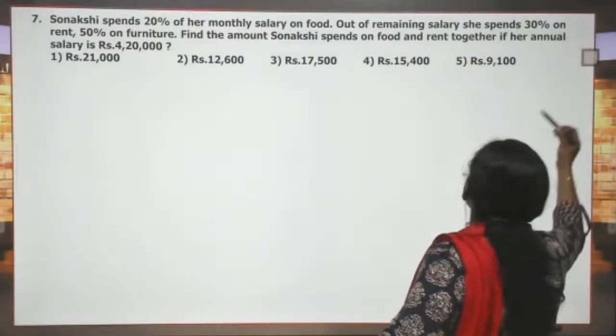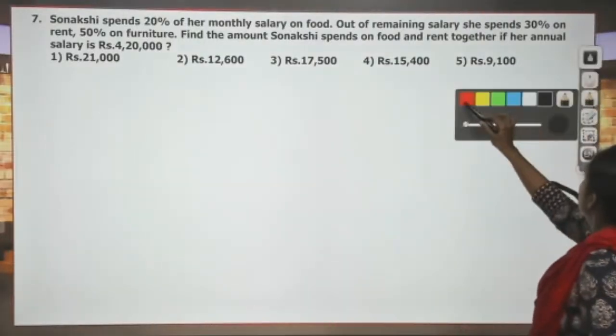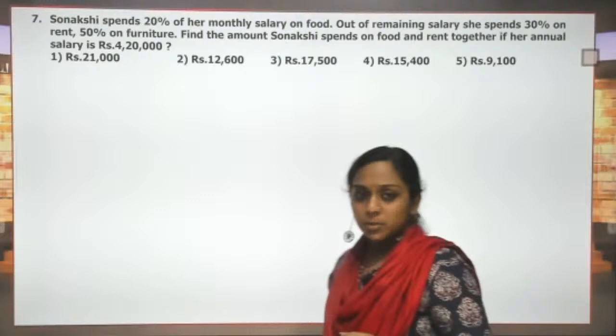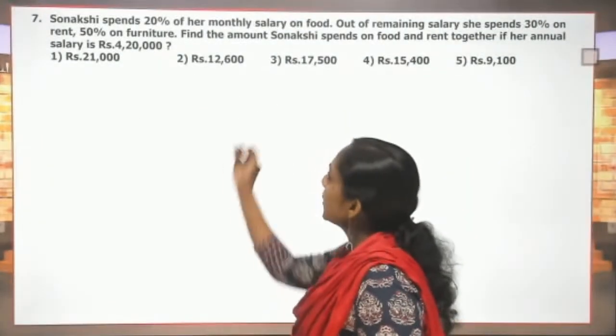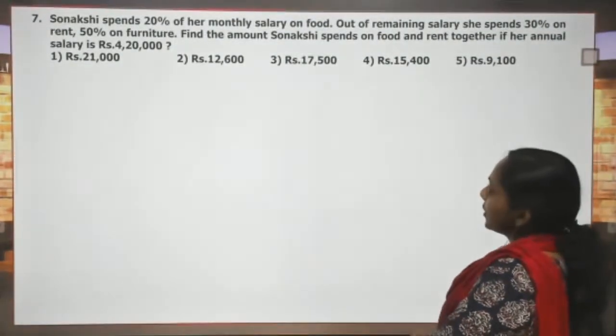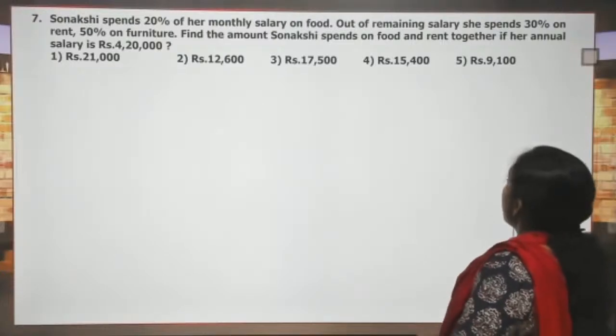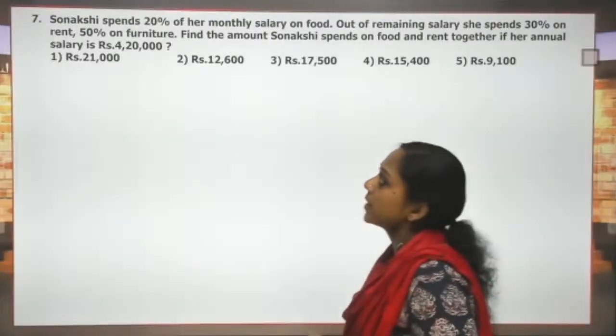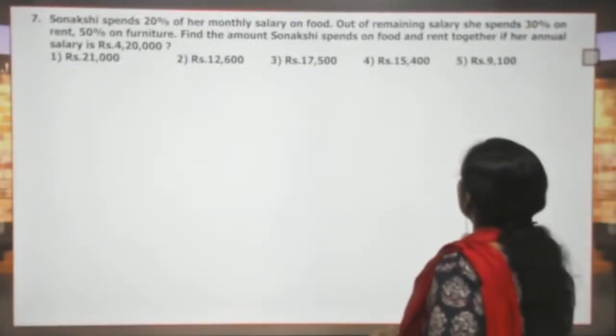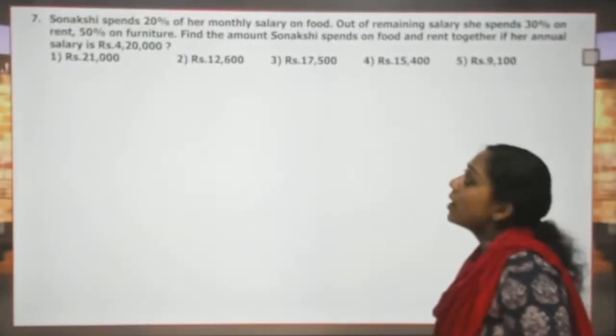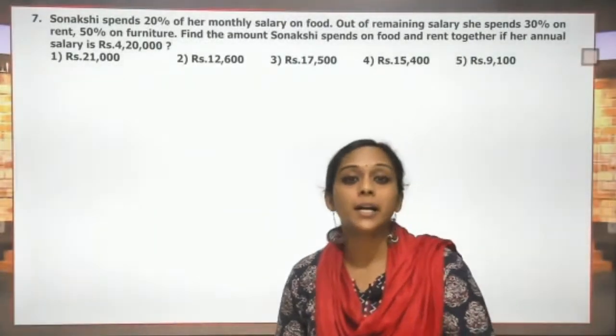Okay, so let's start. That was a simple question. Sonakshi spends 20% of her monthly salary on food. Out of the remaining salary, she spends 30% on rent, 50% on furniture. Find the amount Sonakshi spends on food and rent together if her annual salary is rupees 4,20,000.